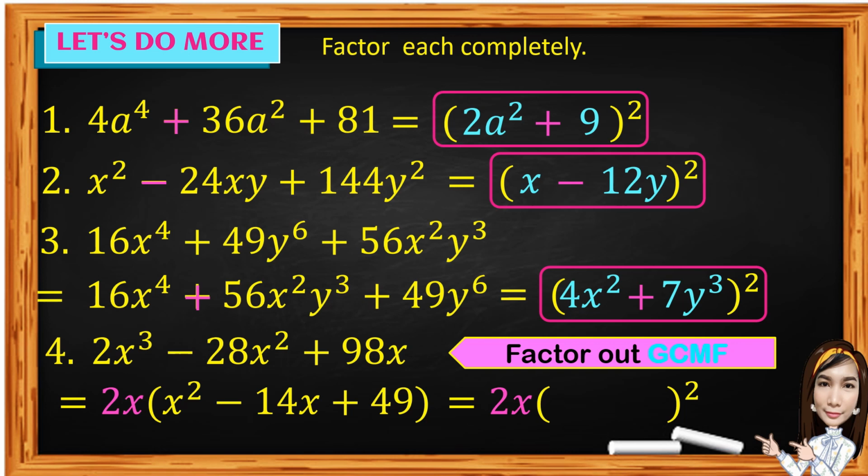Then, we're going to write the greatest common monomial factor times the remaining factor, which is the square of a binomial. So we're going to get the square root of x squared, we have x. Then, if the middle term is minus, the binomial factor is also minus. Then, the square root of 49 is 7. So, the factor is 2x times the quantity of x minus 7, squared.